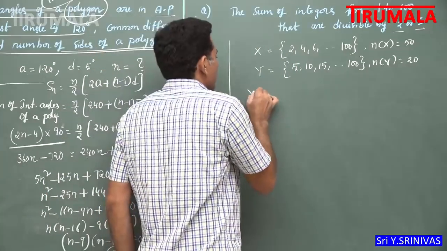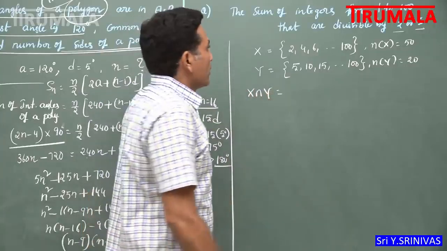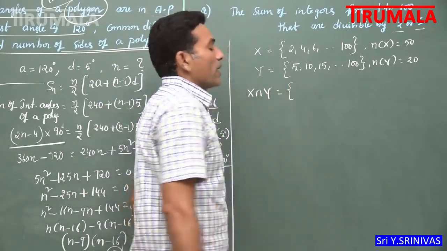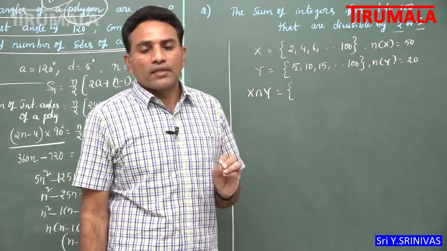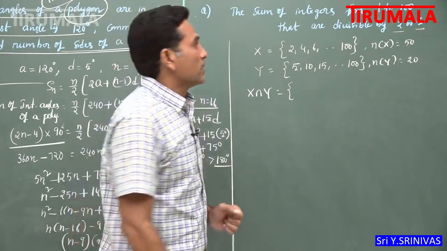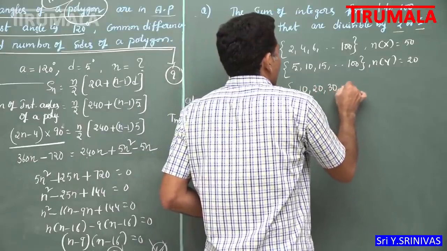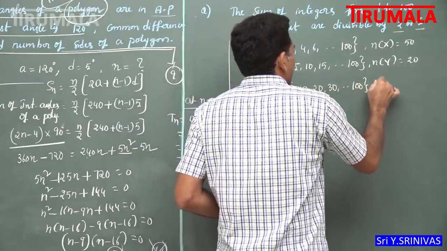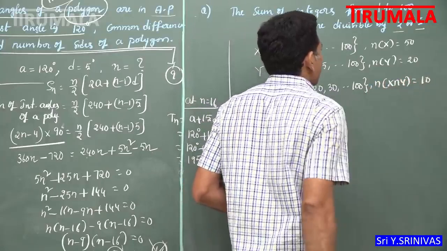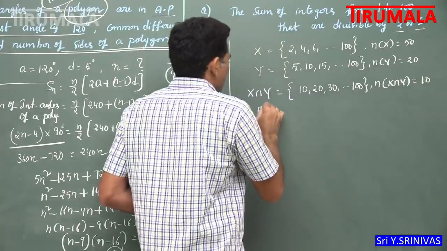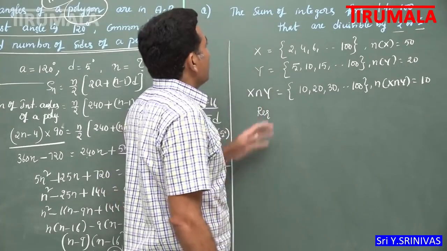Now, what is x intersection y? That means the numbers which are divisible by 2 and 5. That means divisible by 10. Multiples of 10. What are the multiples of 10? 10, 20, 30, up to 100. What is n of x intersection y, students? 10.